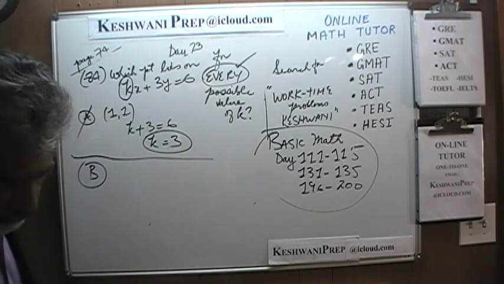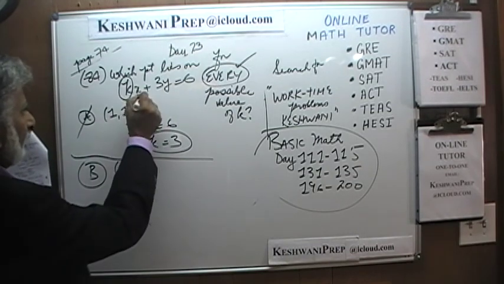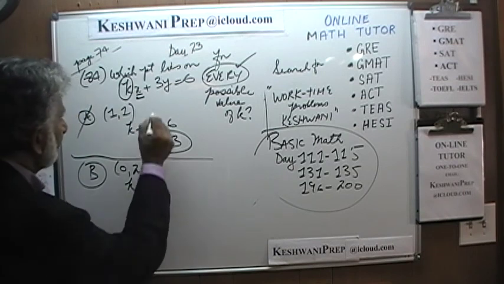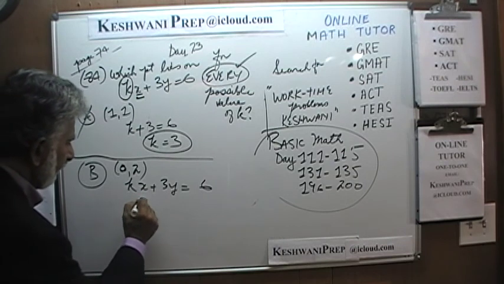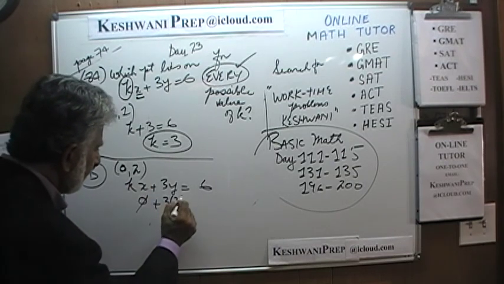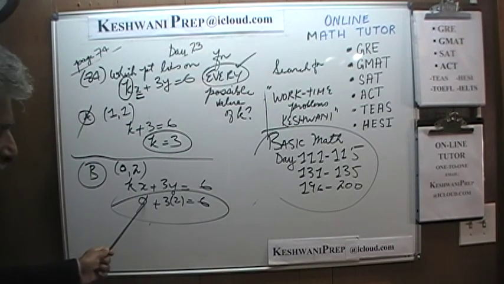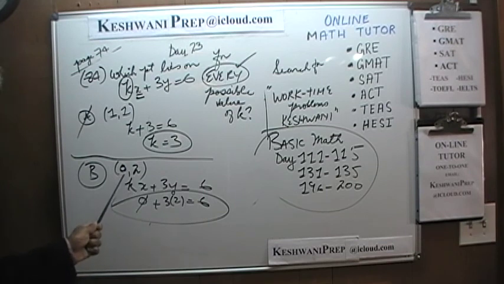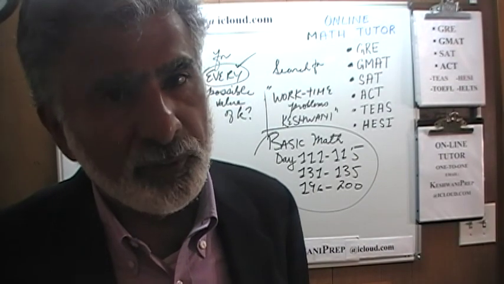Let's look at B. B says 0, 2. Again, if you put that in, kx plus 3y, we are told, has to equal 6. 0 times k is 0, plus 3 times 2 is 6. There we go, that satisfies it. Not only does it satisfy the equation, but because the x coordinate of this point is 0, 0 times k is 0, k drops out. And since k drops out, it plays no role, and therefore it will hold for all values of k.